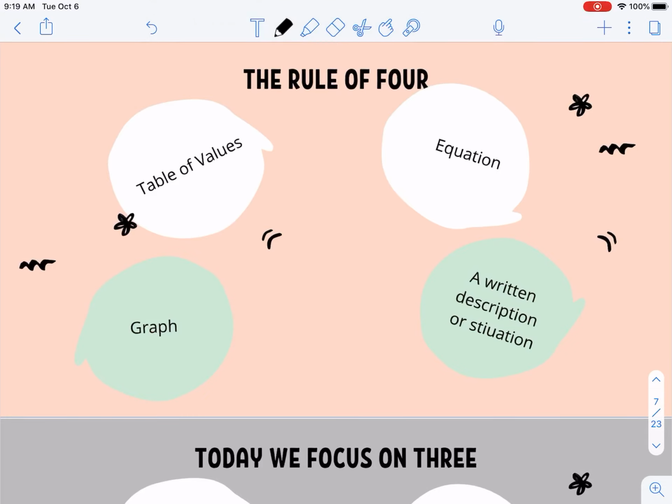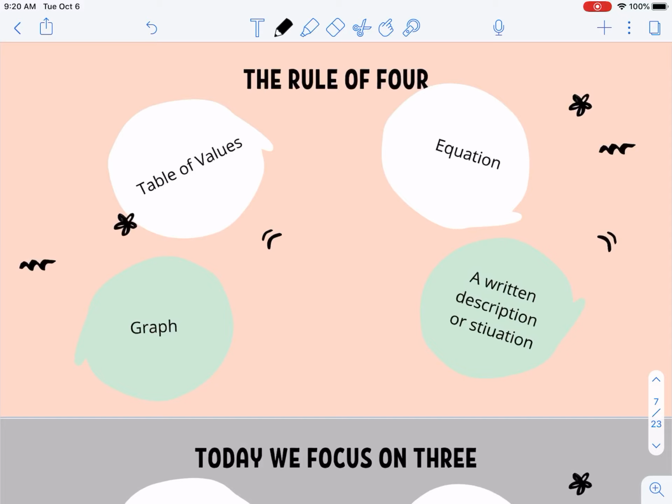Previously in this class, we've talked about the rule of four, which is that any function that you look at can be considered through four different methods. We can think of it as a table of values, a graph, an equation, and a written description. And more than just thinking about it as four separate things, we want to be able to think of it really as just four expressions of one thing.